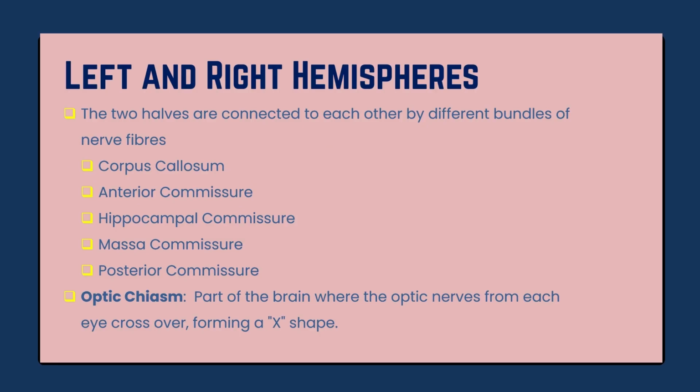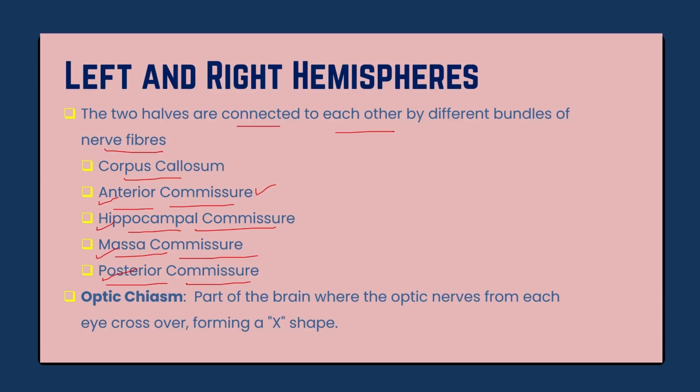The two halves are connected to each other by different bundles of nerve fibers. Corpus callosum, we have learnt about this, right? This is the band of nerve fibers which are connecting left and right hemispheres. Other than corpus callosum, we also have anterior commissure, hippocampal commissure, massa commissure, posterior commissures. Commissure simply means bands of neurons. Okay, and these are all just locations: anterior, hippocampal, massa, and posterior.